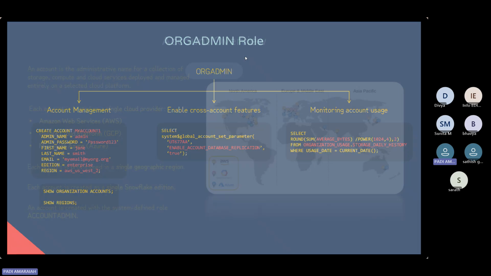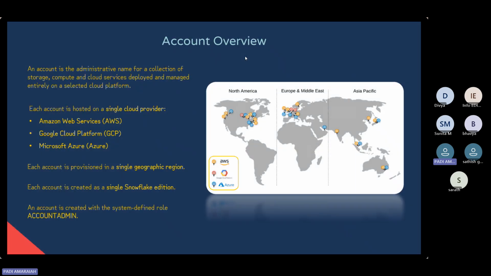Next one that comes is account admin or account overview, where you can see where you have deployed your Snowflake account, in which region you have deployed, and what platform you have used. All these details will come in the account overview. An account is the administrative name of a collection of storage, compute, and cloud services deployed and managed entirely on a selected cloud platform.